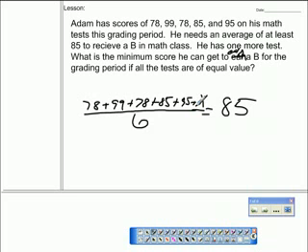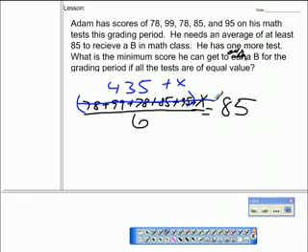Okay. All right, how would I solve this? This is an equation with one unknown. We've been doing this since September. It is now May. What am I going to do with all these numbers? Let's add them up. 78 plus 99 plus 78 plus 85 plus 95. So this is 435 plus X. Okay, so we can ignore this now.